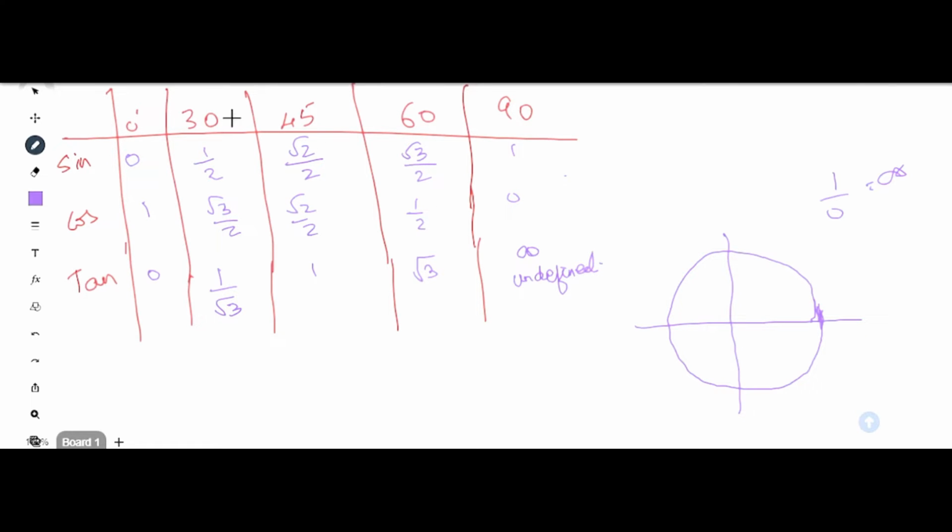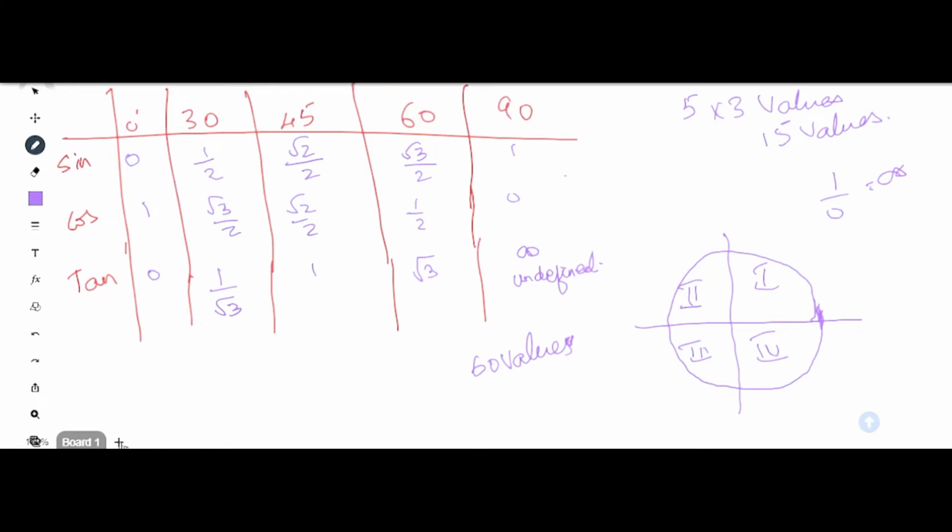See, suppose you have 5 angles into 3 functions, that is 15 values in just the first quadrant. And if you consider quadrant 2, quadrant 3, quadrant 4, you'll be repeating the same values again. So how many values in total? 60 values. 60 values is hard to memorize, and that's not the way to do it, right?